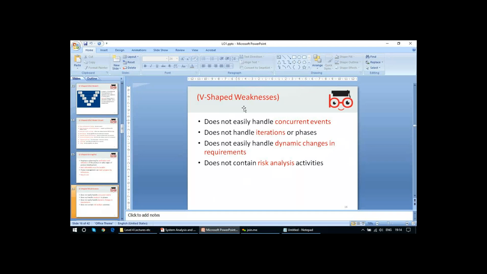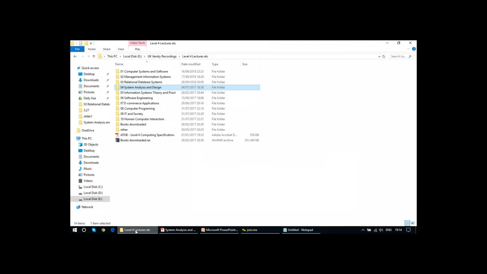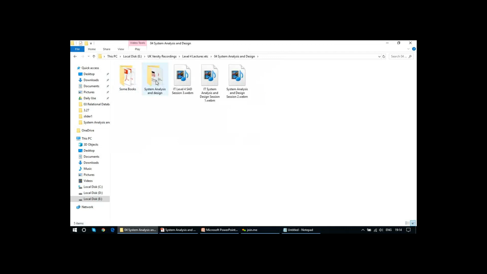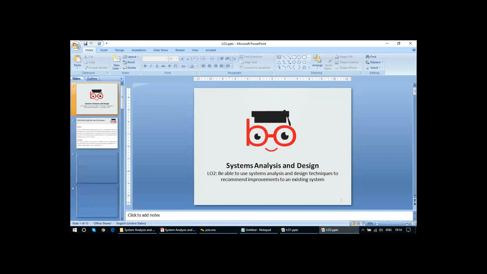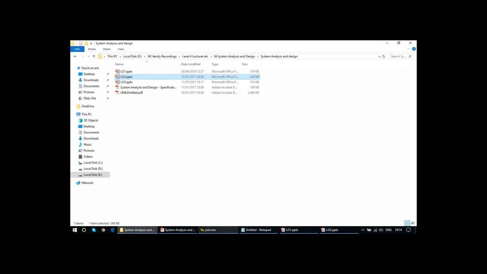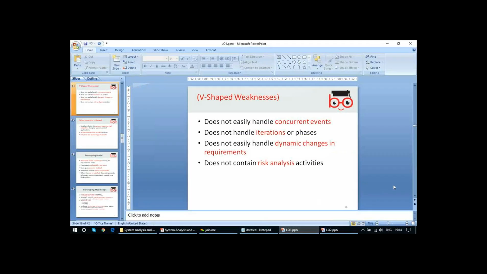I was trying to explain that the V-shaped model has some weaknesses: verification and validation at each stage is not easy to do, is it? No. Okay. So that's the problem with the V-shape model.